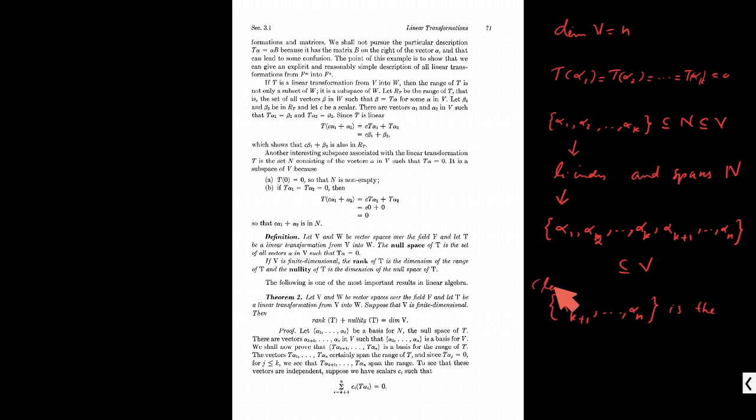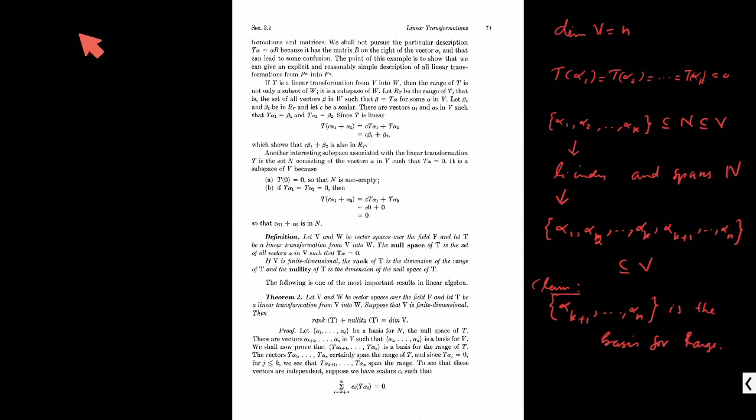Our claim is that this is a basis for the range of T, and we will prove this. The dimension of the range of T is defined as the rank of T. Then rank of T can be written as n minus k. Consequently we get k plus n minus k equal to n. So once you prove this is the basis for the range, we are done.